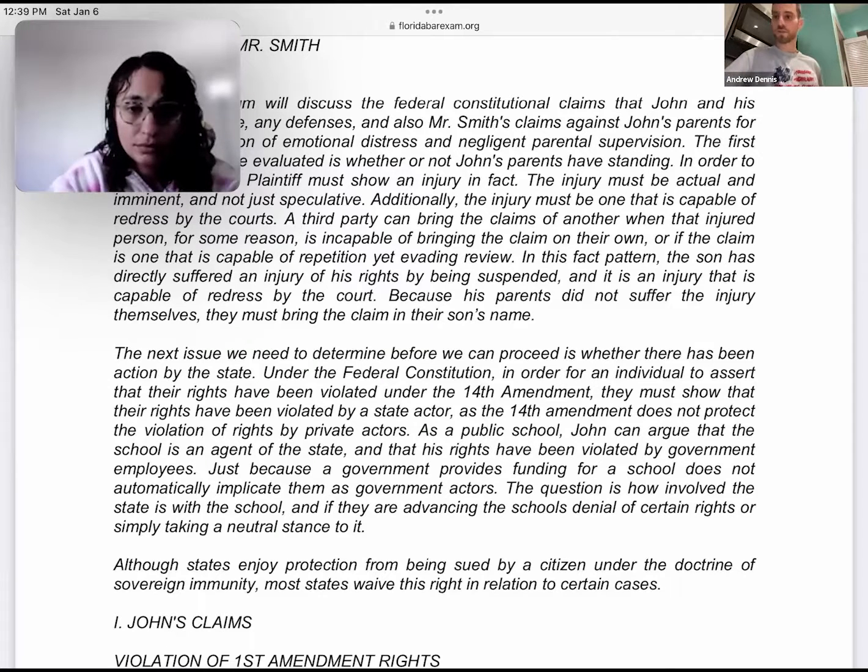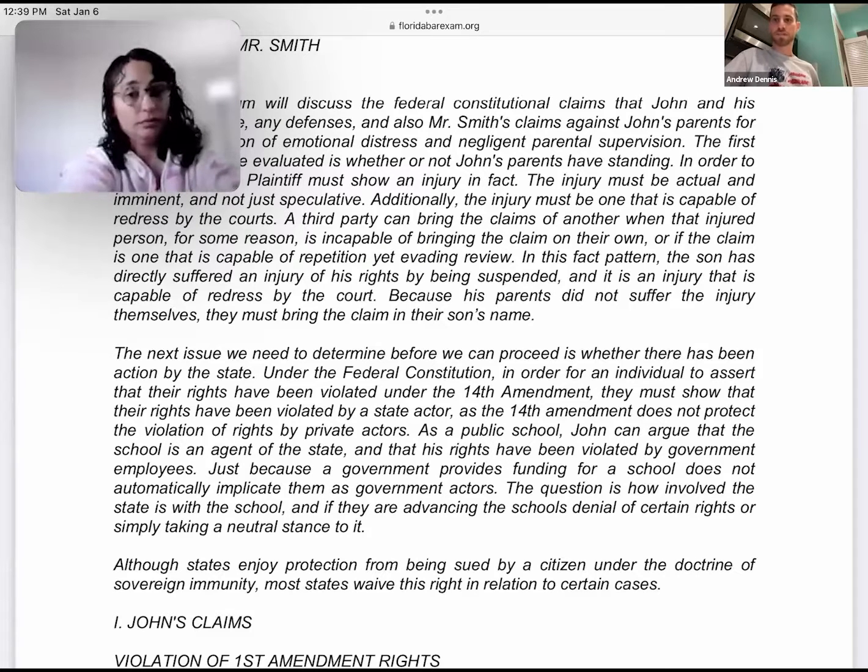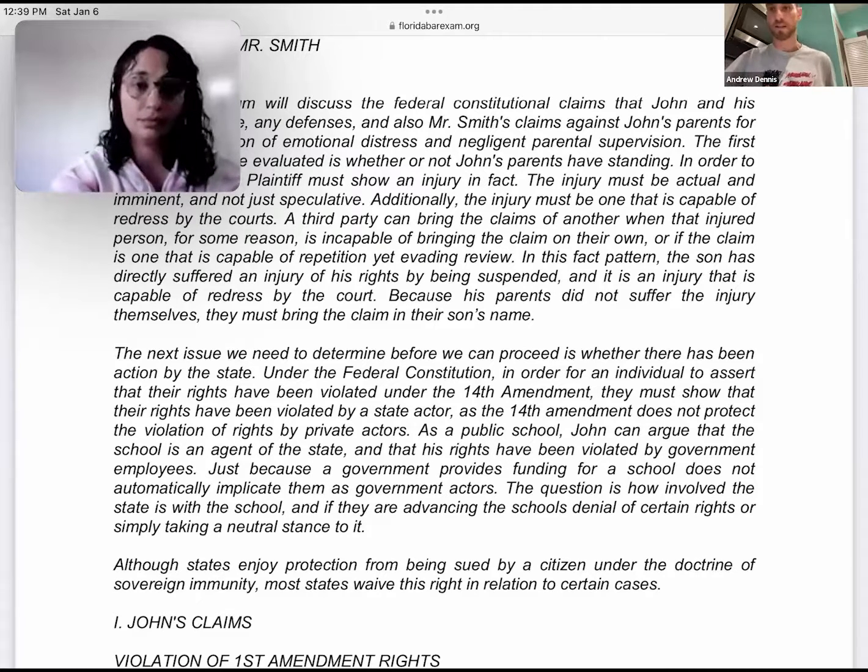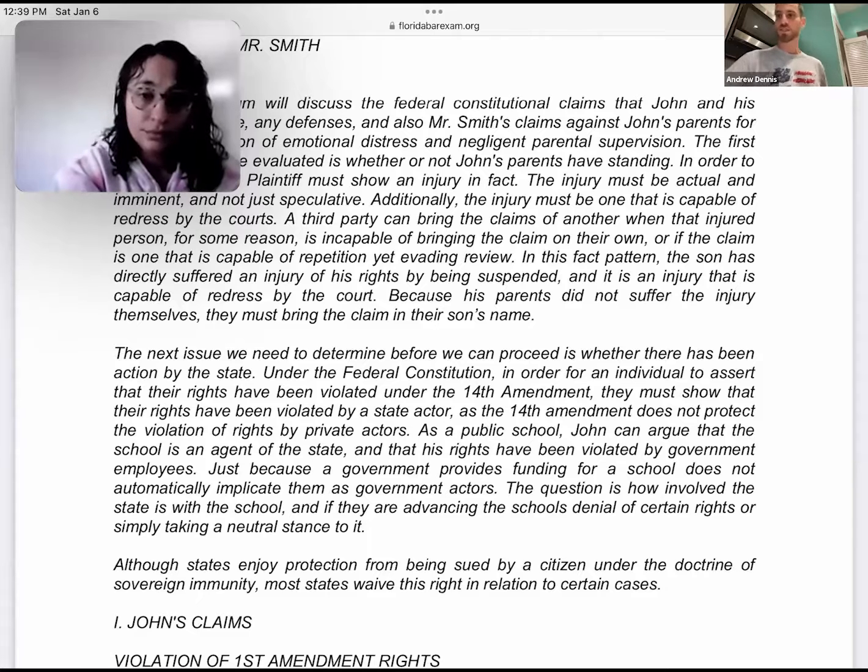Under the federal Constitution, in order for an individual to assert that their rights have been violated under the 14th Amendment, they must show that their rights have been violated by a state actor, as the 14th Amendment does not protect against the violation of rights by private actors. As a public school, John can argue that the school is an agent of the state, and that his rights have been violated by government employees.